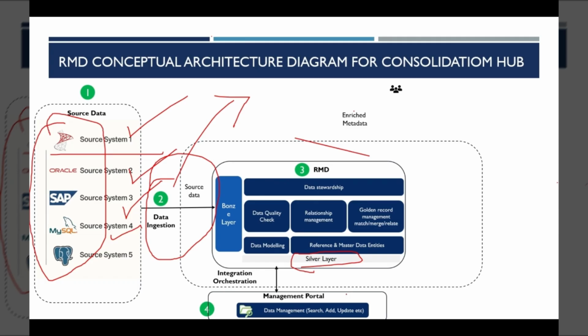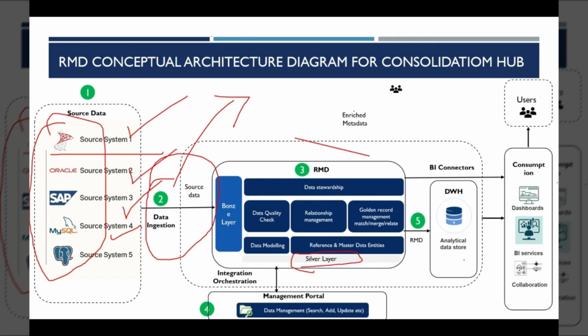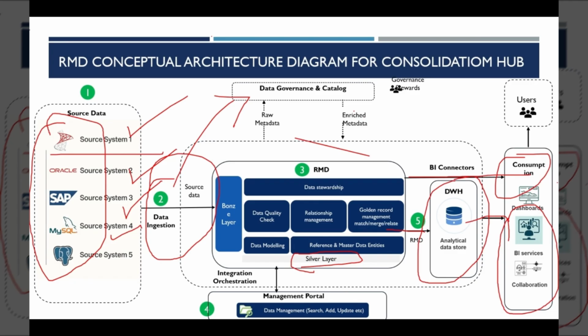Then we can go for a consumption layer. The consumption layer basically is going to consume your MDM either directly to your analytical applications or your data warehouse, and from the data warehouse the consumption can also happen. Of course, there is another layer which is part of the governance layer. Also you can add a management portal where you manage your reference data and master data, etc.